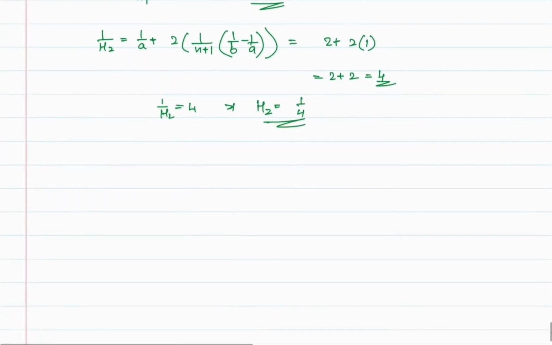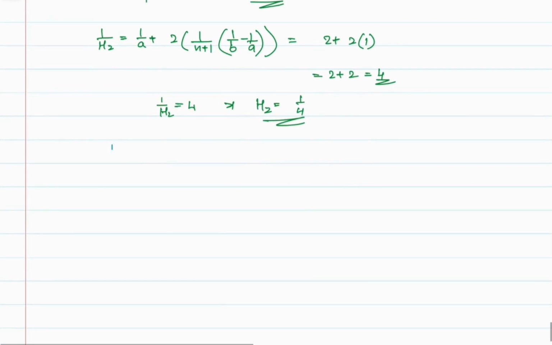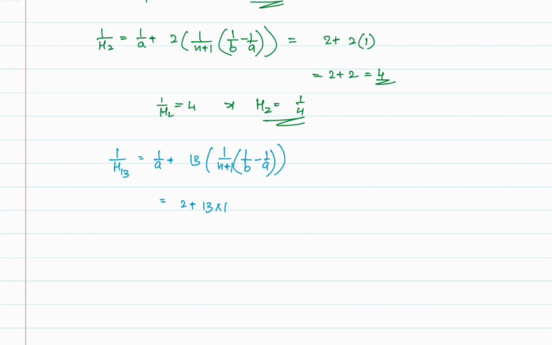Now let's try to find h13. We can find the value of h13 using the formula 1 by h13 equal to 1 by a plus 13 times 1 by n plus 1 into 1 by b minus 1 by a. So this will be equal to 2 plus 13 times the value of 1 by n plus 1 into 1 by b minus 1 by a, which is 1. So this will be equal to 2 plus 13, which will be equal to 15. Now when we take the reciprocal, h13 will be equal to 1 by 15.